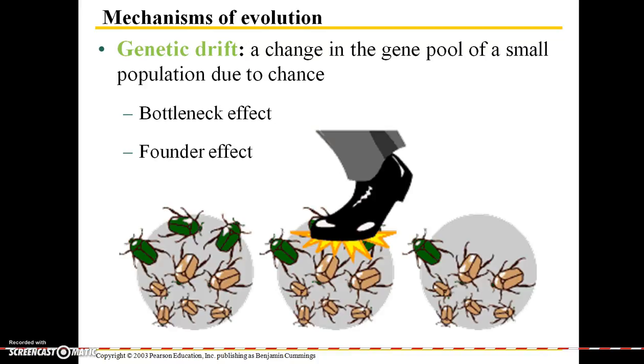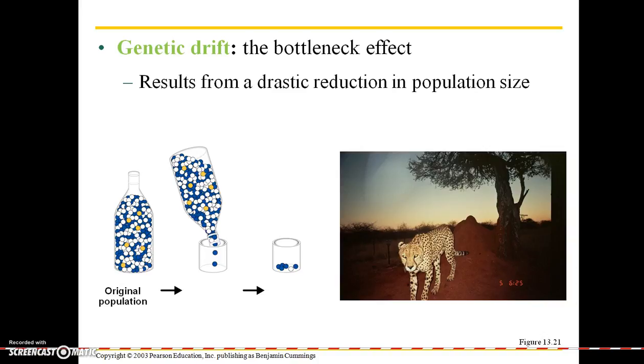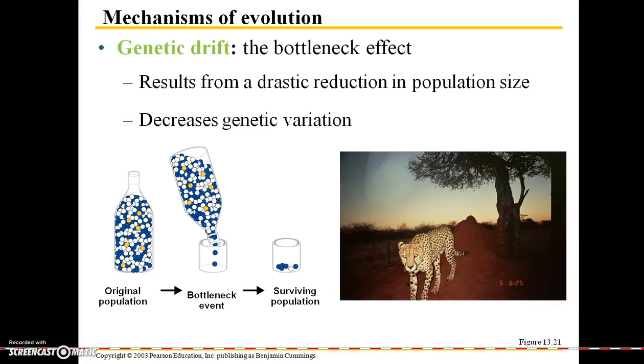Genetic drift is a change in the gene pool of a small population simply due to chance. Two forms of genetic drift are the bottleneck effect and the founder effect. The bottleneck effect occurs when there's a drastic reduction in population size, and this causes a decrease in genetic variation.